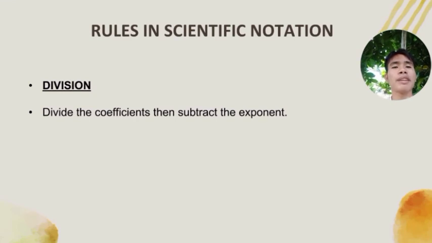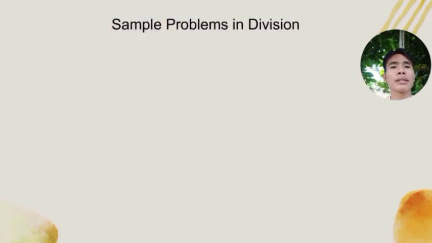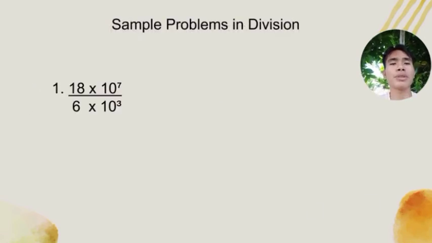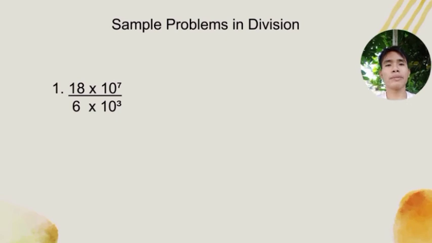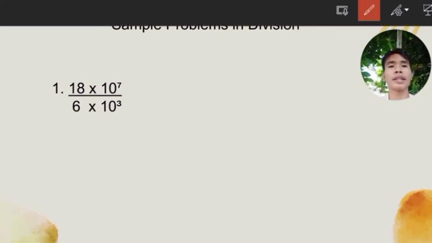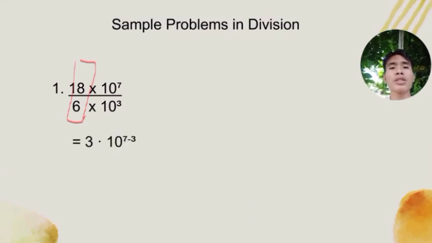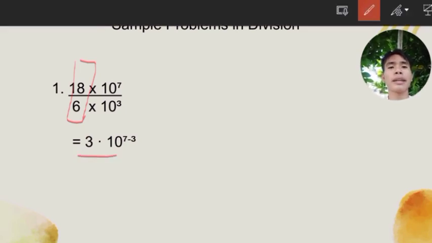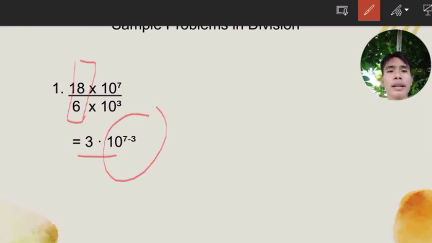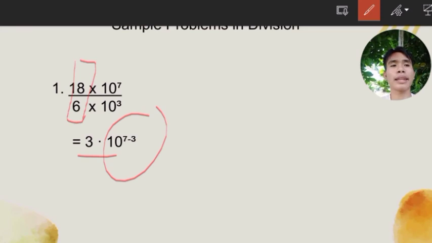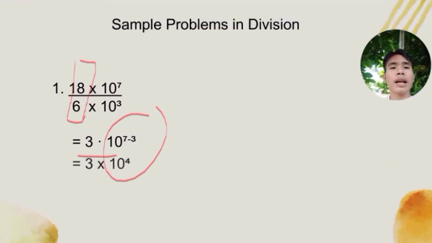Okay, division. In division, divide the coefficients, then subtract the exponents. Our sample problem in division: 18 times 10 to the power of 7 divided by 6 times 10 to the power of 3. So we've noticed here that these are the coefficients, 18 and 6. So, divide na to siya ang 18 and 6, it will become 3. The answer is 3. Then the exponent, 10, subtract na to ang 7 to 3, to the 3. Then it will become 3 times 10 to the power of 4.